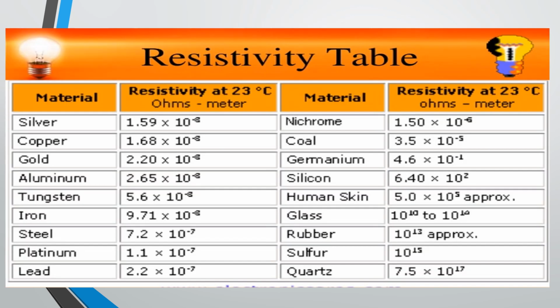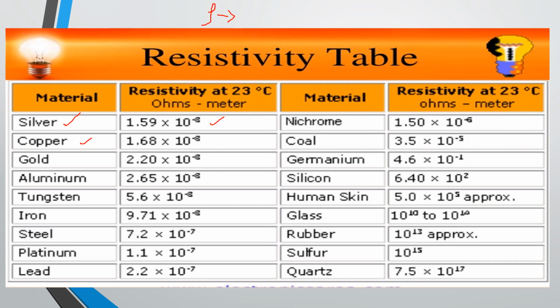Now we have the resistivity table. So resistivity we know very well. What is resistivity? In the previous slide we discussed rho. Rho is the particular resistivity of a material. Here silver has less resistivity because it has more conductivity, and copper also has less resistivity. It is more conductive. It allows the current to flow inside the material.